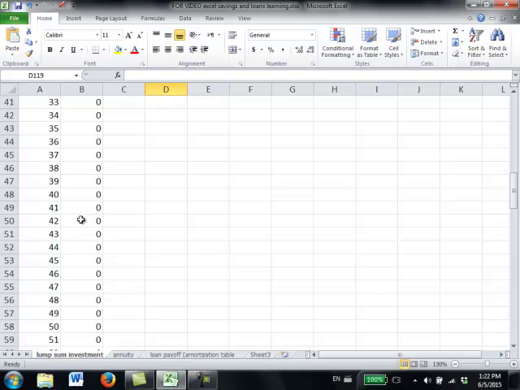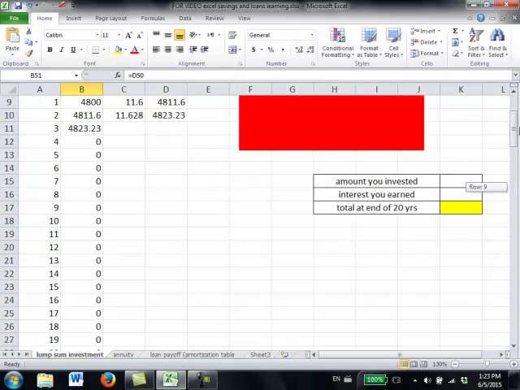So for example, right here in row 50, if I click in cell B50, you notice that the formula is equal to cell D49. It's referencing up a row and over. And once there's something in cell D49, this will fill in and won't be zero anymore.